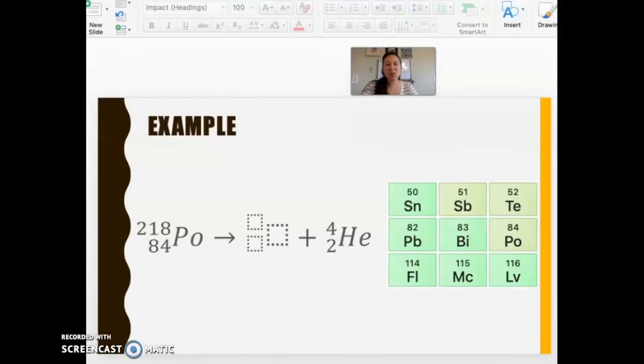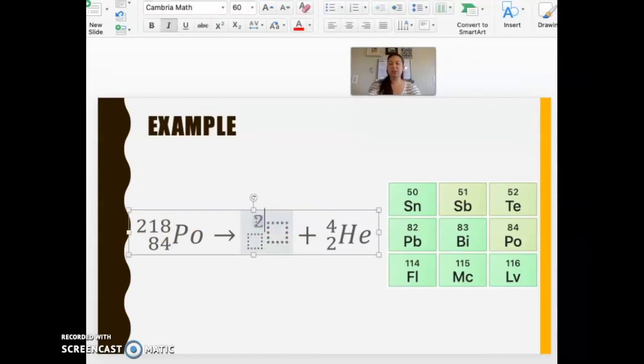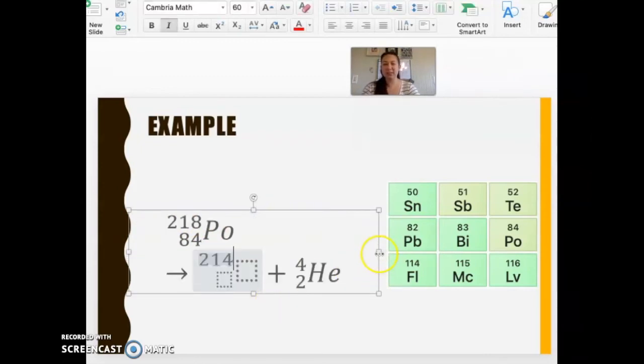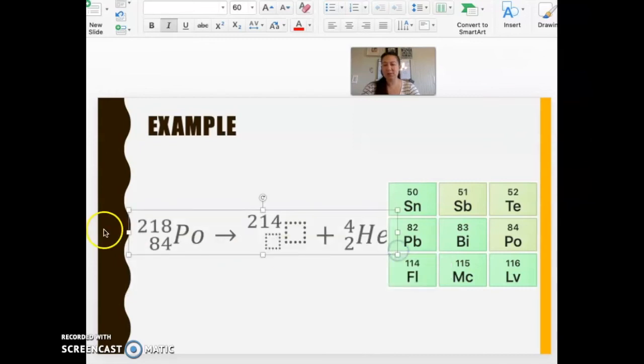So how would you do this yourself then? Let's say I give you a parent nucleus of polonium-218. It emits an alpha particle because it just has too many nucleons. It's like, psh, alpha particle, gone. I would be able to use conservation of mass to see that there must be 214 nucleons in the daughter nucleus.